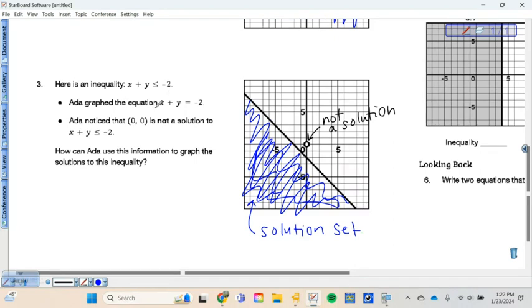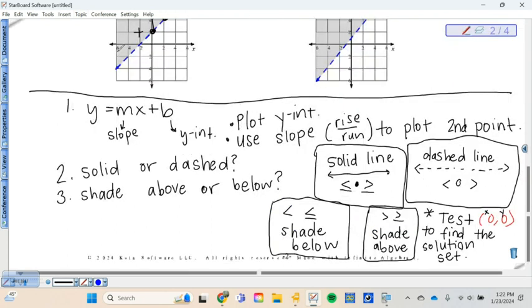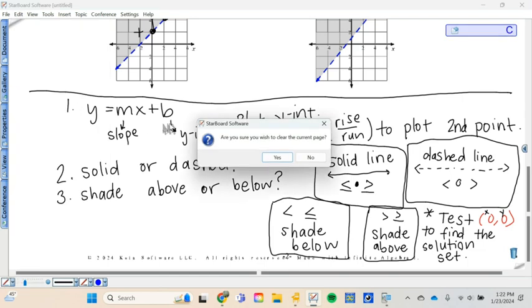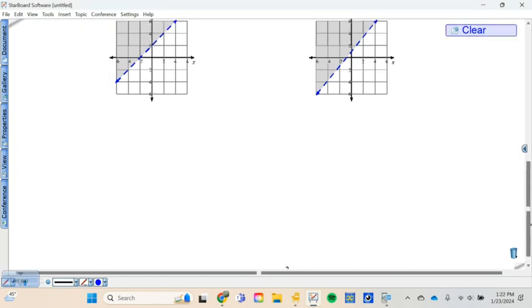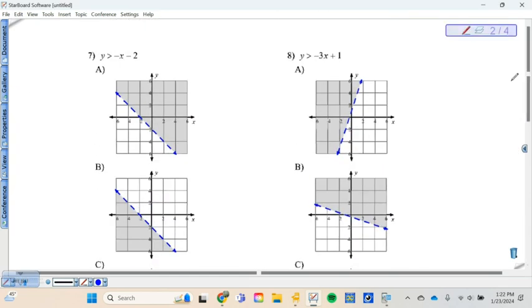All right, let's flip over to the other side of the paper and remember what we talked about yesterday. Okay, we're going to look at these two multiple choice questions first, number 7 and 8. What we're doing in 7 and 8 is they give us this inequality and we need to match it to the right graph. Which graph is the right one for this inequality?